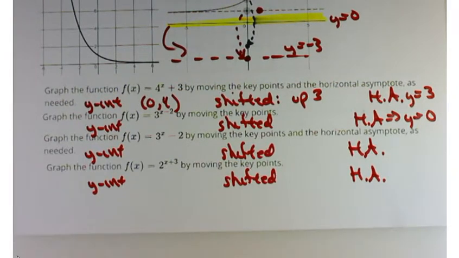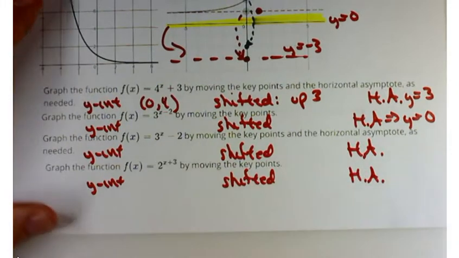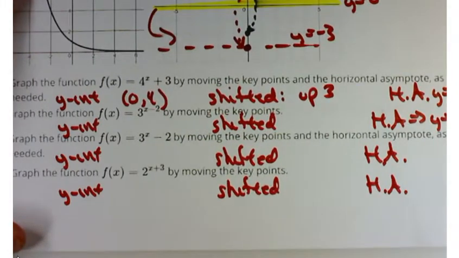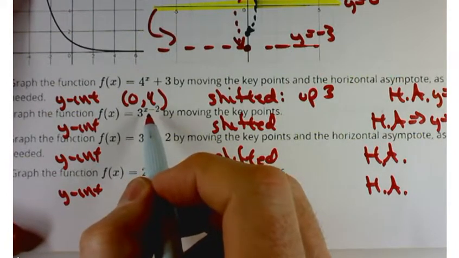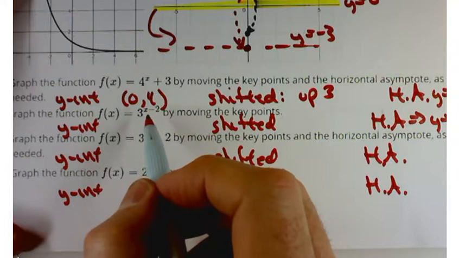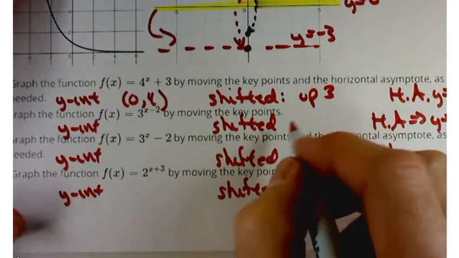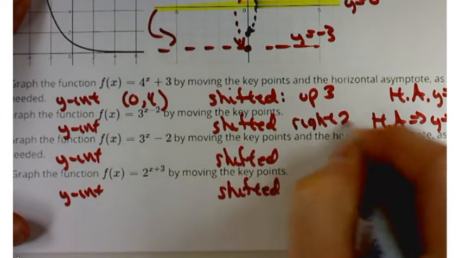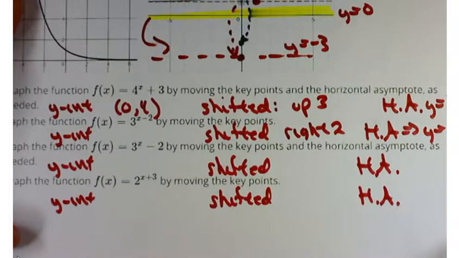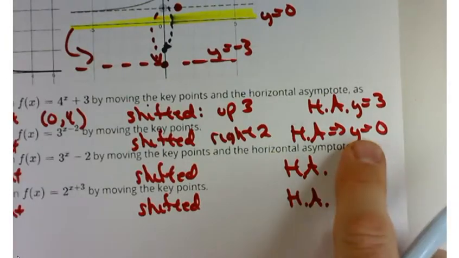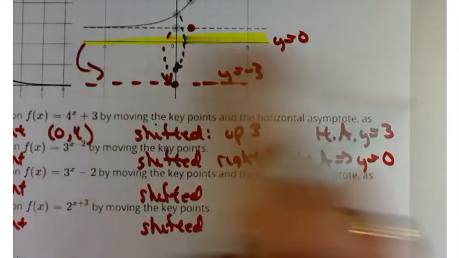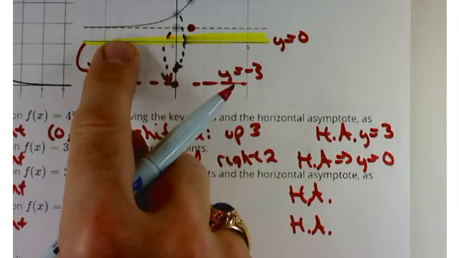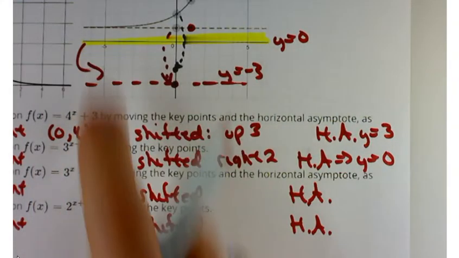Okay, so well, let's see. 3 to the x minus 2. How's that going to shift the graph? In which direction? Right by 2. Now, if it shifts it right by 2, that's not going to change the horizontal asymptote. If I take this graph and I shift it to the right 2, it's still the graph of y equals 0. So you're not changing the horizontal asymptote.